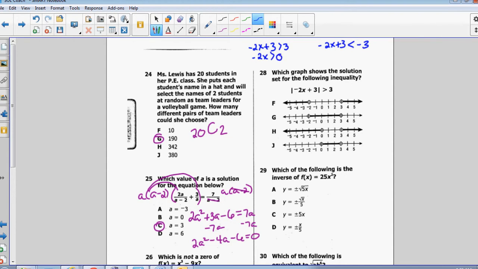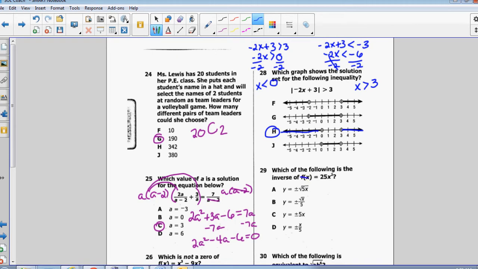And then if I divide by negative 2, remember that if you divide by a negative on both sides, you want to flip your inequality. So I'm going to get x is less than 0. On the second inequality, you subtract 3, and I get negative 2x is less than negative 6. And remember that when you divide by negative 2 on both sides, you want to flip your inequality. So I get x is greater than 3. So less than 0 and greater than 3. Here's less than 0. And then greater than 3. So that's answer H.